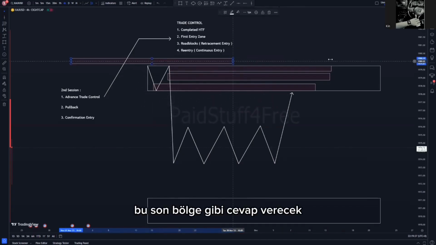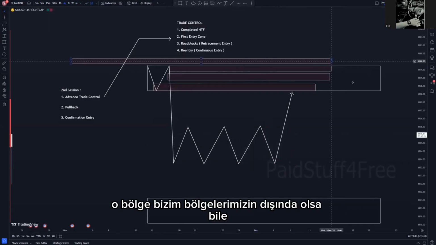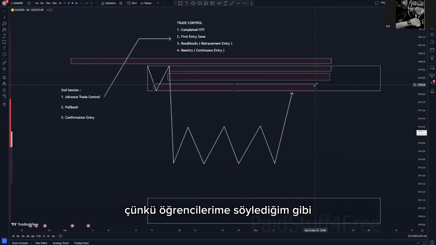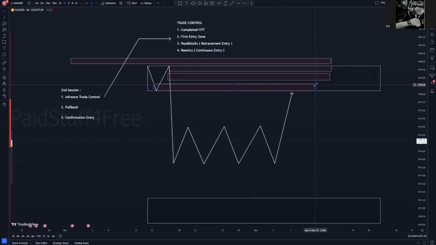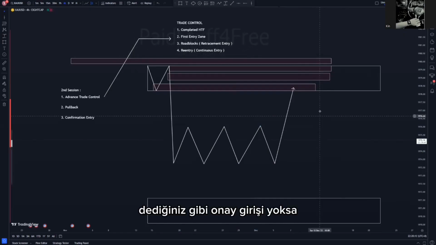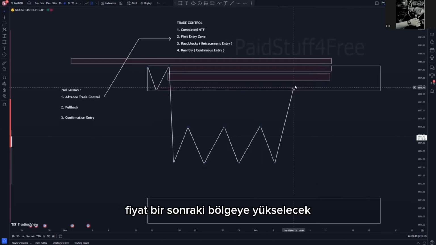So this last zone answers the question: can we mark the zone even though that zone is out of our setup? The answer is yes, because as I say to my students, we need to be flexible with the zones. At the end of the day, what we focus on is the current market price itself, right? So when the price gets into the sell zone, if there is no confirmation entry, as you said, the price is going to go up to the next zone.